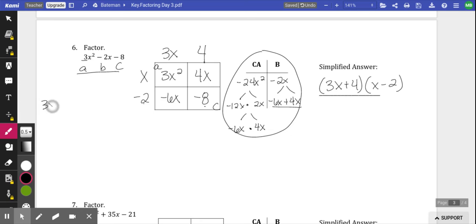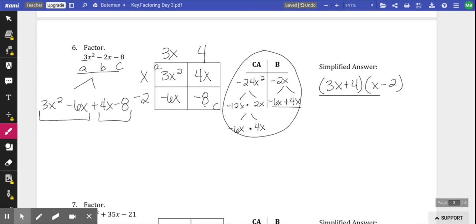I have my 3x squared, but instead of negative 2x, I'm going to split that up into my minus 6x plus 4x and then bring down my minus 8. Now I can use grouping to create my factors.